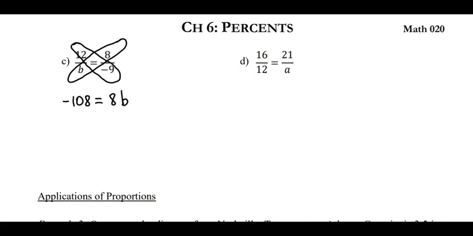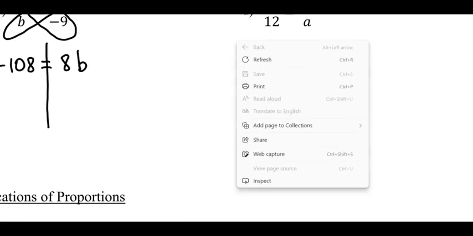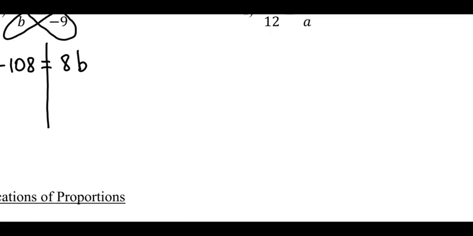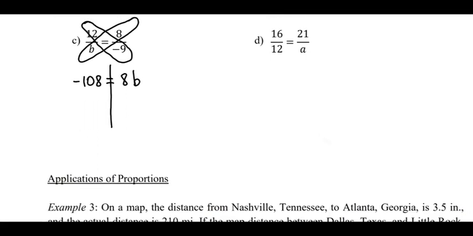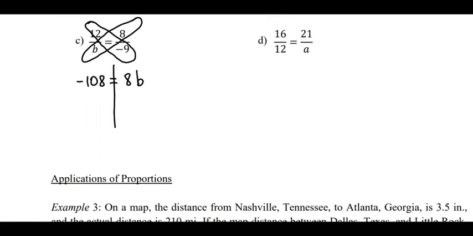All right, so here again, we are focusing on the right side now because that's where we have our variable. So we're going to divide both sides by 8. And we will have negative 13.5 equals b.